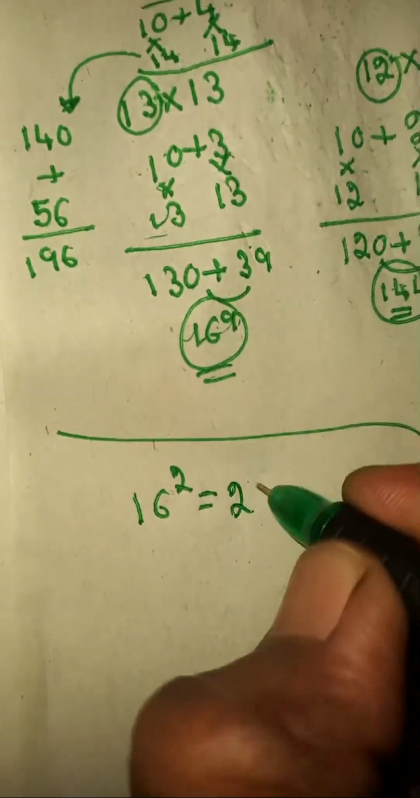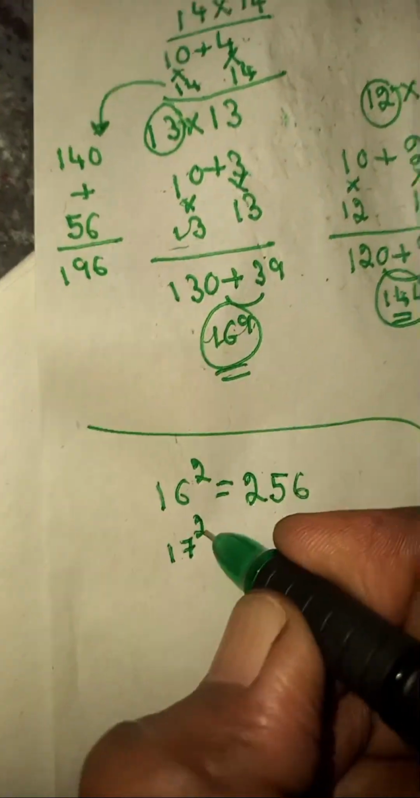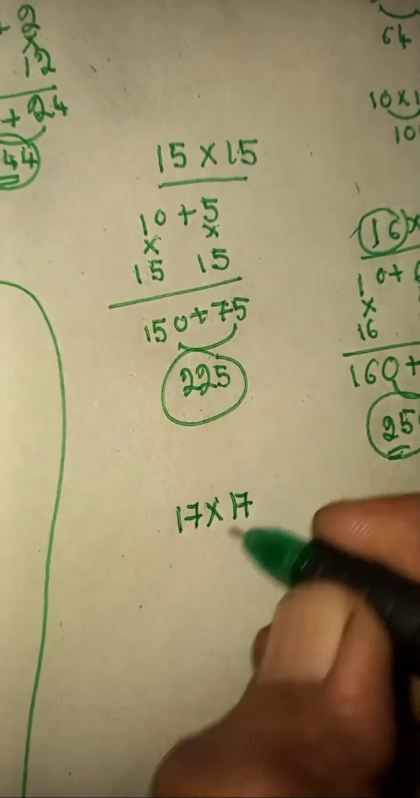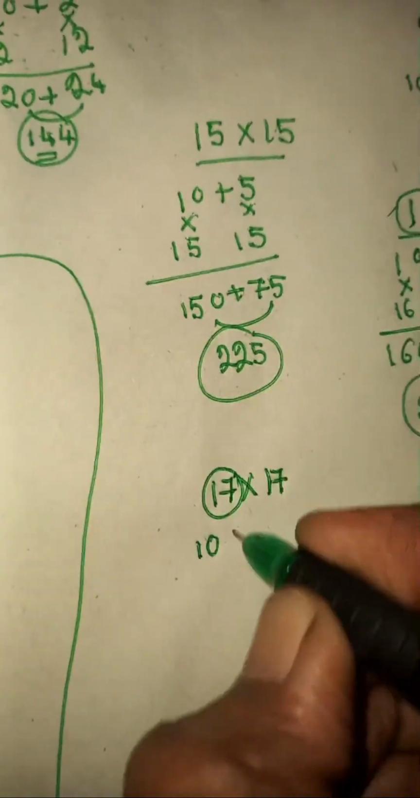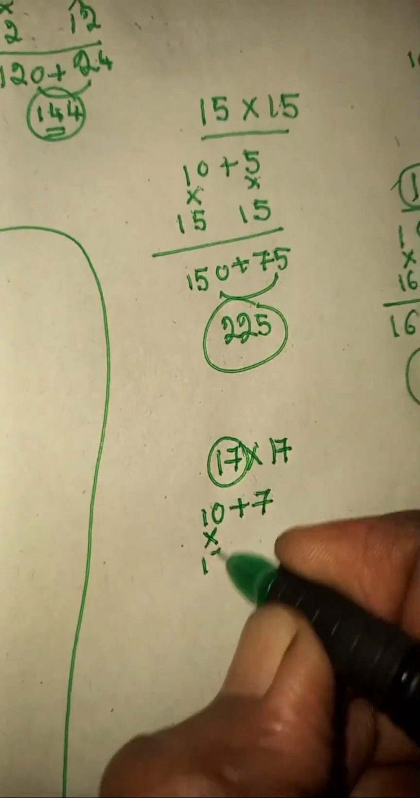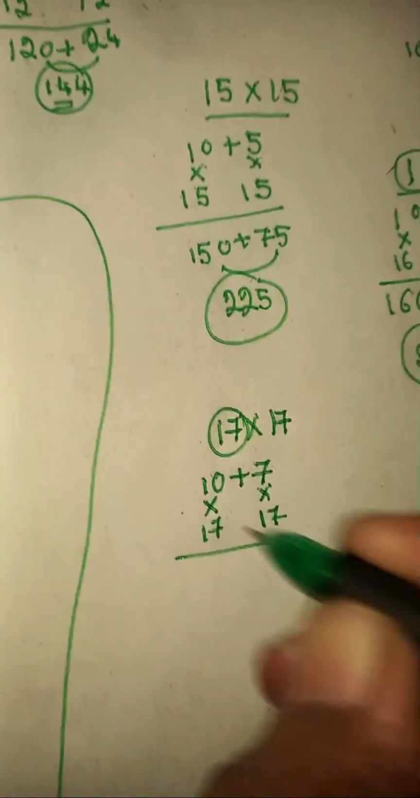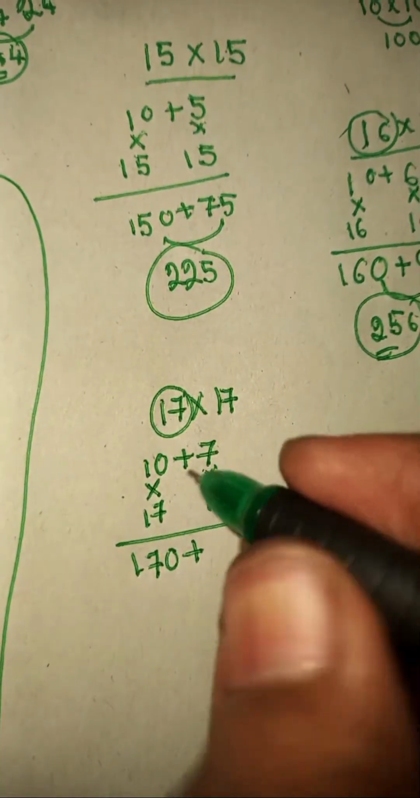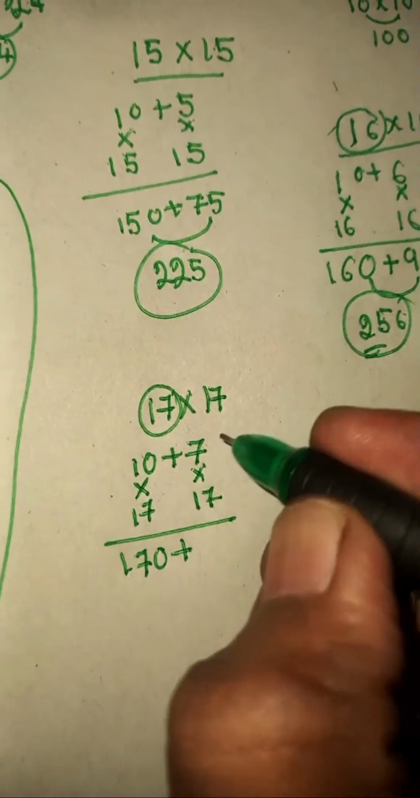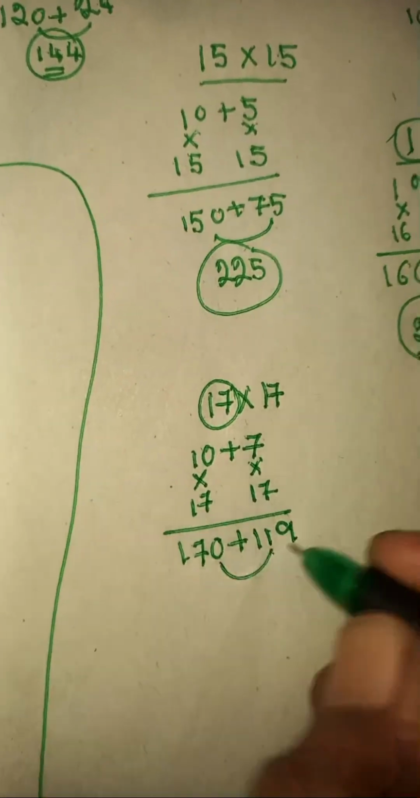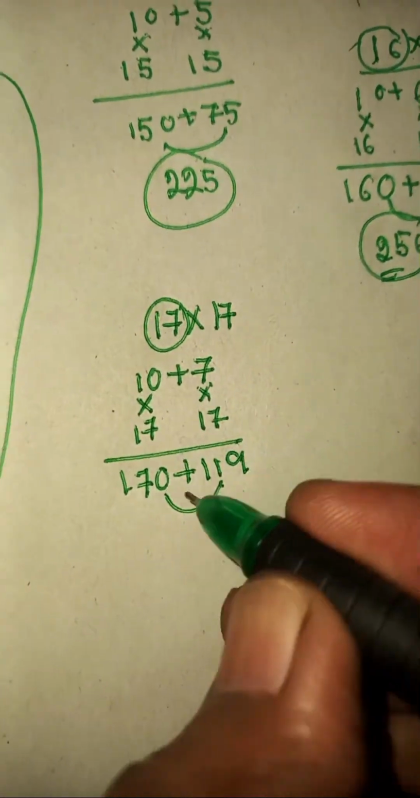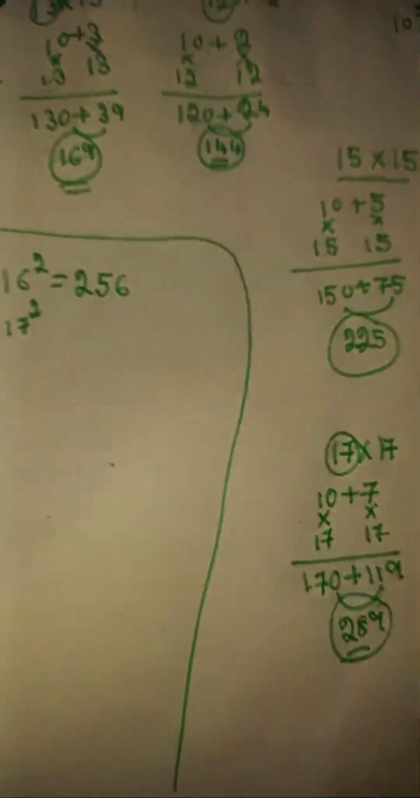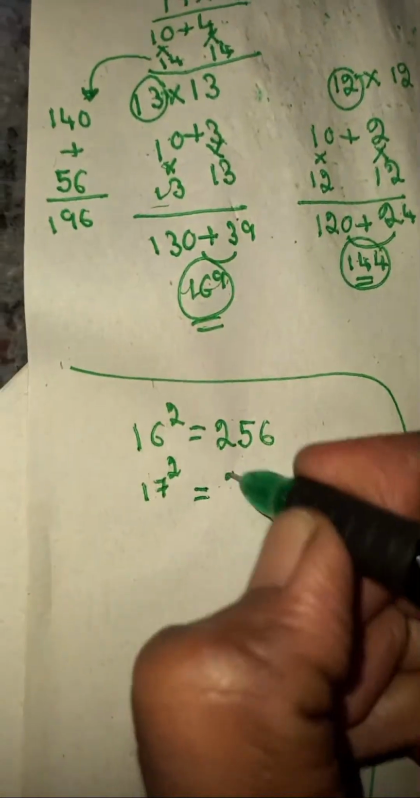Now let's write 17 square. 17 square you can multiply here, 17 times 17. Here also split it as 10 plus 7. Here also multiply with 17. 17 times 10 is 170. 17 times 5 is 85. 6 times is 102. 17 times 7 is 119. When you add, 170 plus 100 is 270, plus 19, which is 289. So 17 square becomes 289.